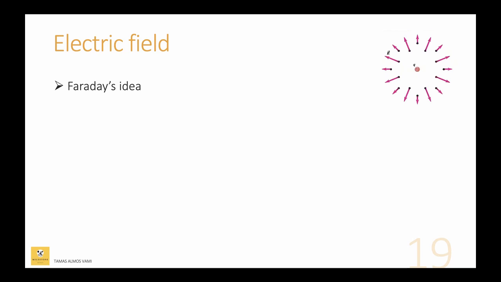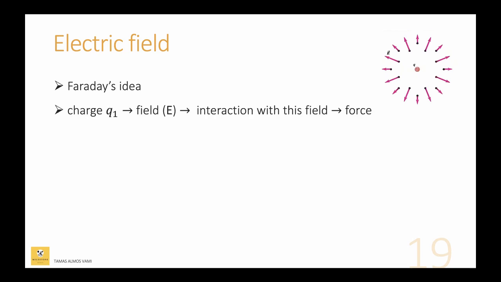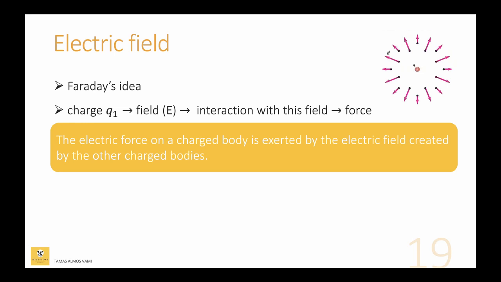The answer to that came from Faraday, and he said that these charges, let's just call it Q1, will create a field which we will denote with E. It's a vector field, and so this field is defined everywhere. And when the other charge interacts with this field, that's what we call the force. So the law here is that the electric force on a charged body is exerted by the electric field created by another charged body.